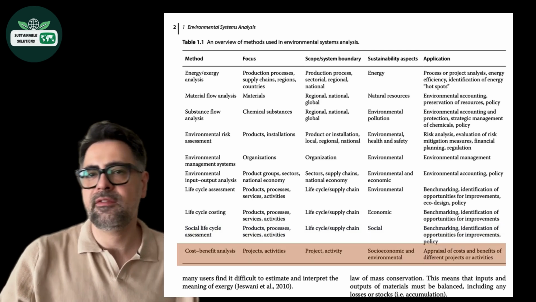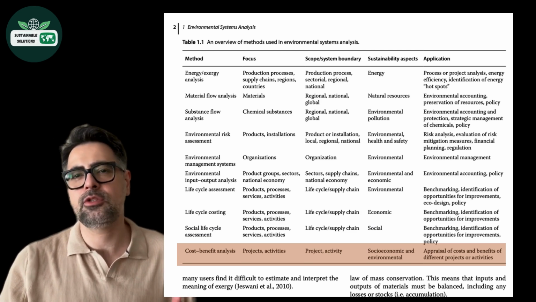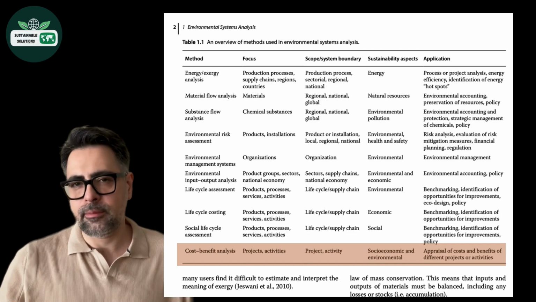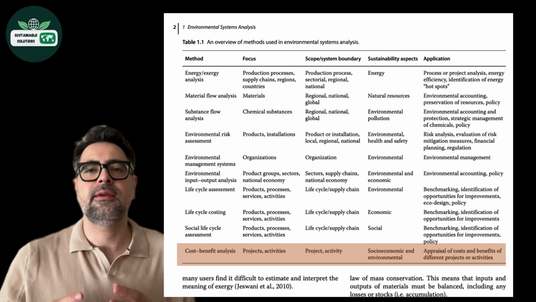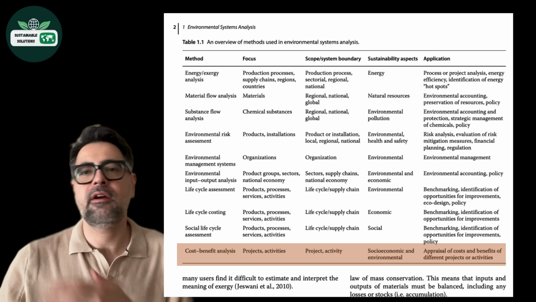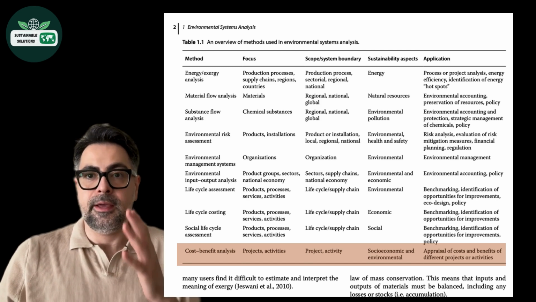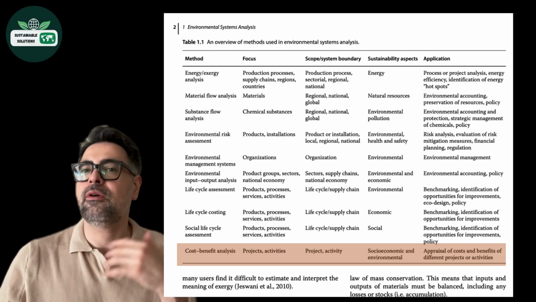Nine is cost-benefit analysis, CBA. CBA is widely used in public policy. It tries to express all benefits and costs, environmental, social, and economic, in monetary terms. It's useful because it gives a single value to compare alternatives, but critics say it oversimplifies, especially when placing a dollar value on biodiversity or human life.